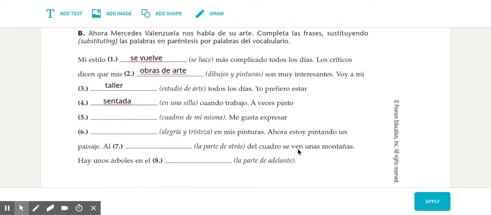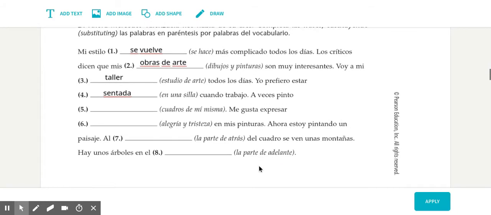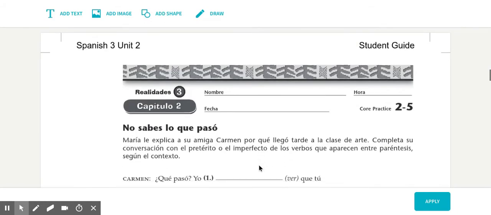Del cuadro se ven unas montañas. You see some mountains, right? Some mountains up here. Hay unos árboles en la parte de adelante. What's in front? How do you say foreground in Spanish? Go ahead and put that in there. And I'll let you do that.